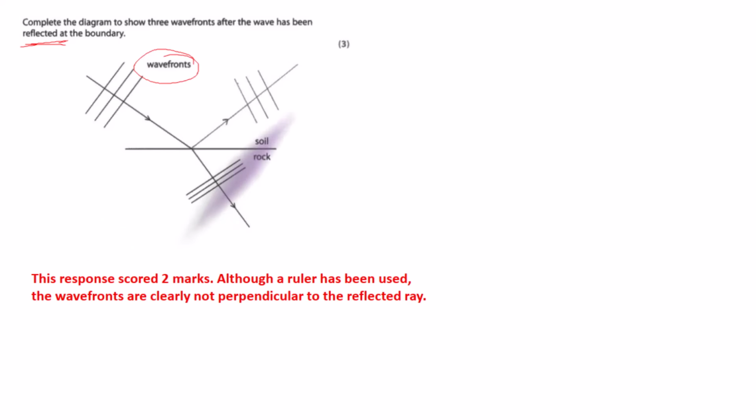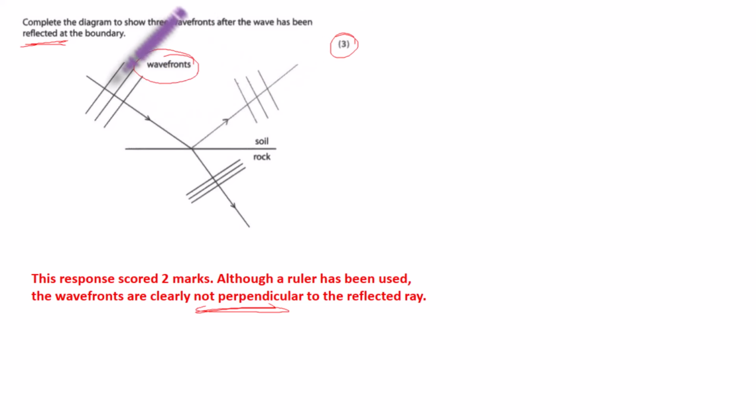So this response scored only 2 marks. This was a 3-mark question, but this student only got 2 marks. Although the ruler has been used, the wavefronts are clearly not perpendicular. It should be perpendicular. So this should be the wavefronts. Use a ruler to make them perpendicular.